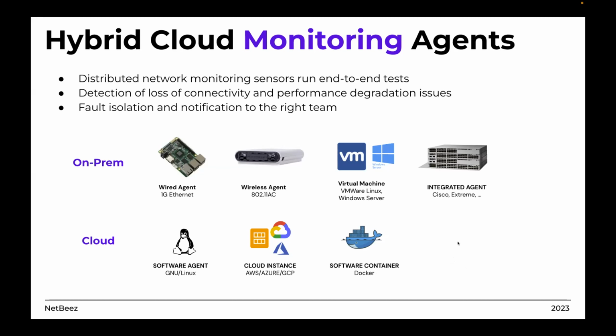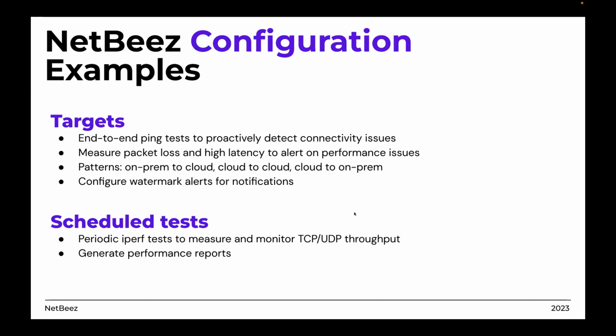So let's see what types of configuration are available to proactively detect end-to-end performance issues. There are two sets of tests that you can configure in NetBeez, the targets and the scheduled tests. The targets are a way to monitor assets, applications, or services through real-time tests. For example, a target may include ping, DNS, HTTP, traceroute, or path analysis. In the case of hybrid cloud monitoring, we would recommend configuring a ping test between the two environments. The ping test allows you to not only proactively detect connectivity issues between on-prem and cloud and vice versa, but also to measure packet loss and high latency, which are two major components that may impact your throughput, your bandwidth to the cloud, and thus your applications or services.